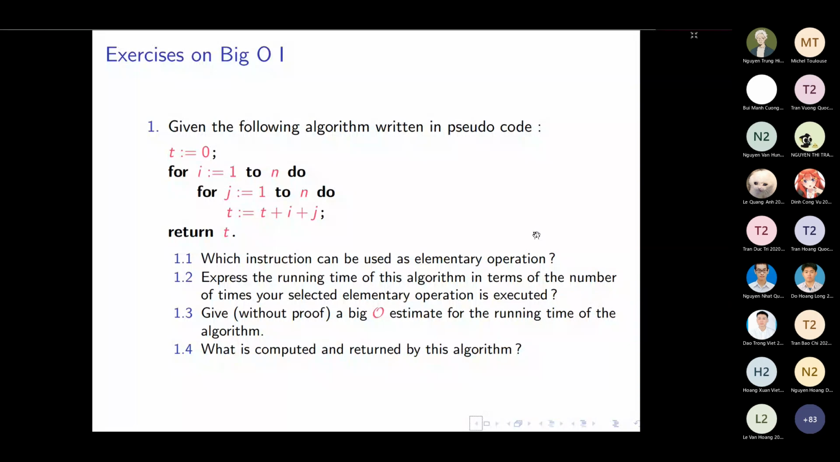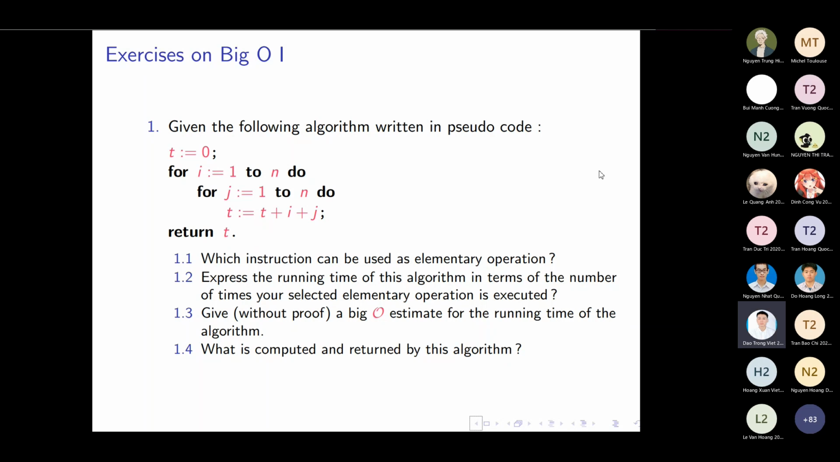Do you all understand that? Or do I have to explain one more time? Hoàng Xuân Việt, you cool with that? Yes, I see where I was wrong. Okay, that's good. So we are done with exercise 1. Does anyone have any question before I move on to question 2?